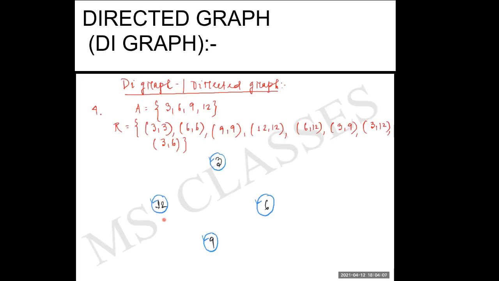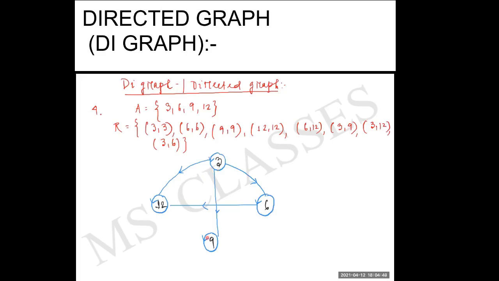Now after that, you have 6 to 12. From 6, an arrow will run to 12. 3 to 9 means an arrow that will run from 3 to 9. Then 3 to 12 means an arrow running from 3 to 12. Then 3 to 6, so an arrow will run from 3 to 6. This is the thing you have. Now from this you have to conclude.